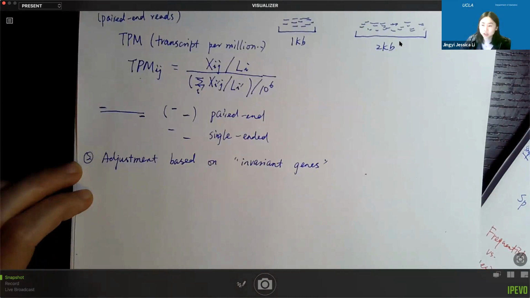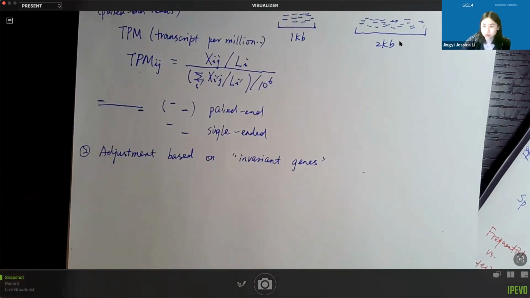In biology, the most famous invariant genes, I would say, are housekeeping genes. These are the genes that must be expressed in any biological sample, and you expect their expression levels to be pretty constant across samples. If that's what you believe, then you can identify those genes in every sample and make sure that their expression is similar in every sample.